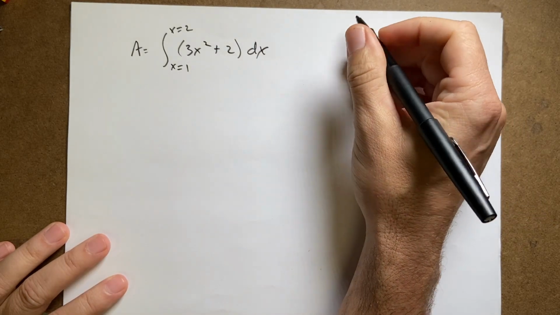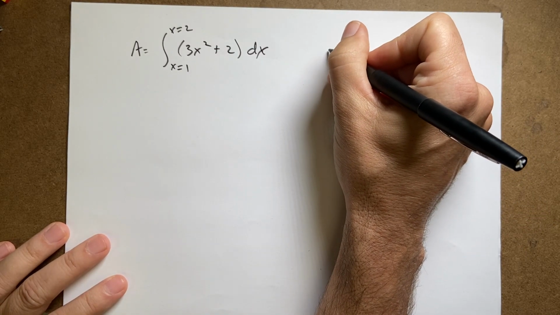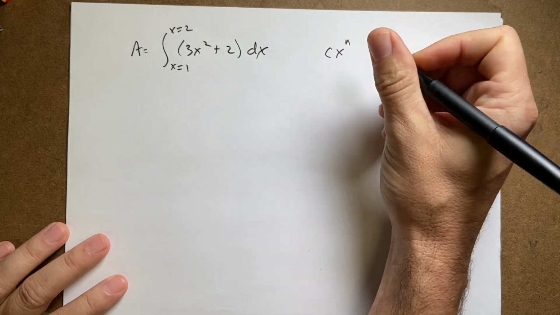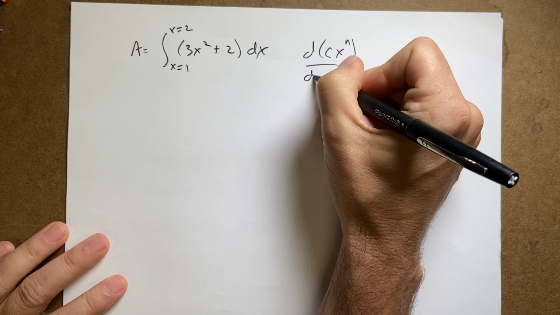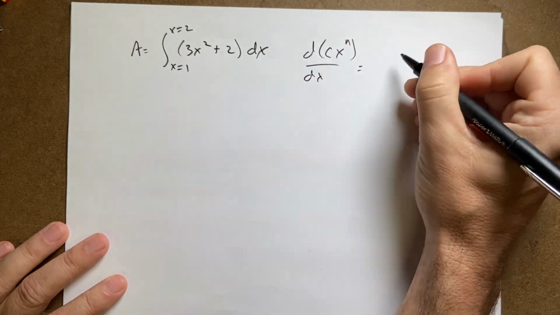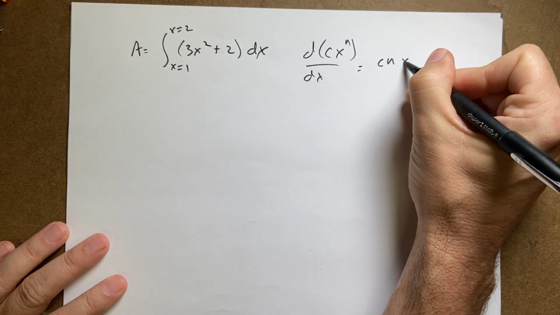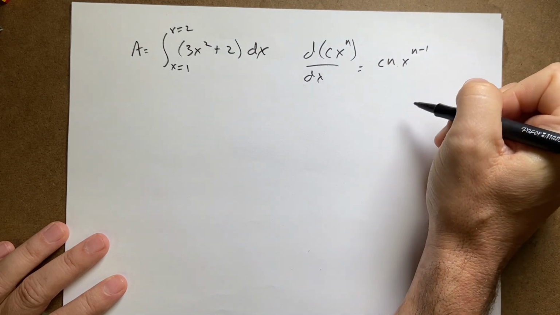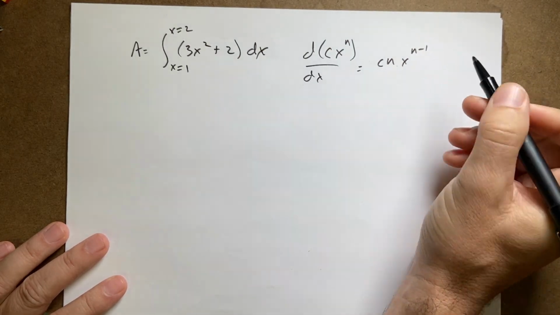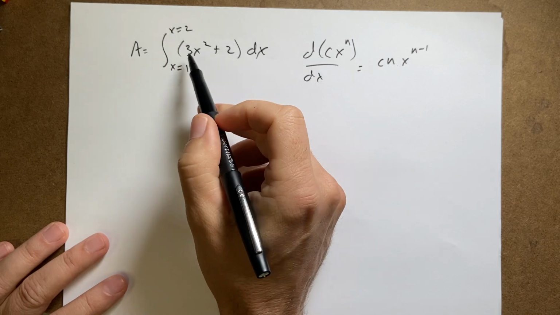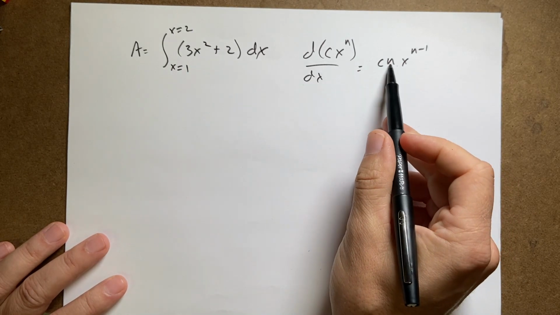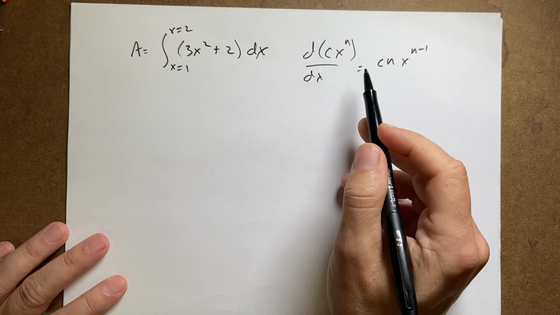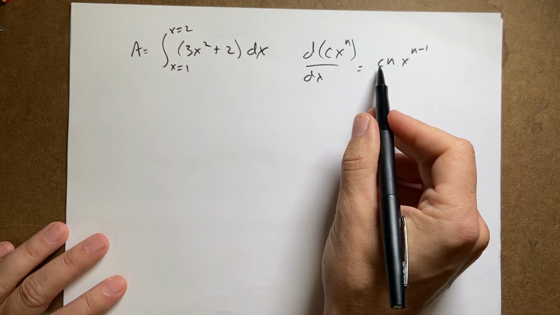So we have this power rule, where we have something like c x to the n. If I take the derivative of this with respect to x, then I bring down the n, so I get c n x to the n minus 1. That's it. So that means if I want to do the opposite, I'd add 1 to the exponent. I wouldn't multiply by that number, I'd divide by it. So let's just check. And the c doesn't matter.